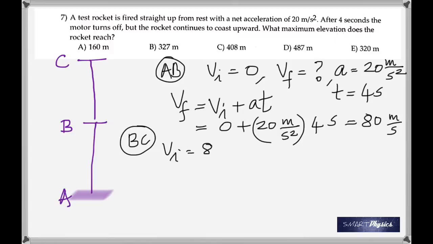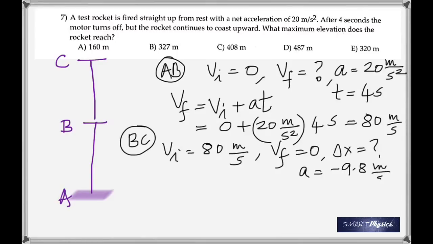And final velocity is 0, of course. So Vi is 80 meter per second, and at C velocity is 0. So final velocity is 0 there. You're asked to find how much higher it will go. So delta x, and acceleration is minus 9.8 meter per second squared.